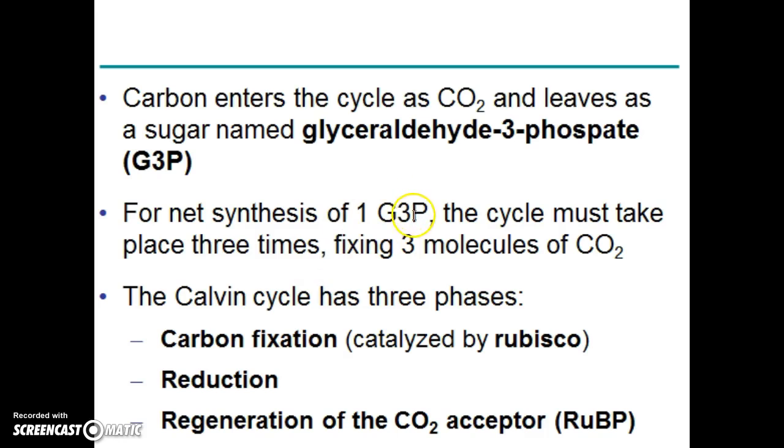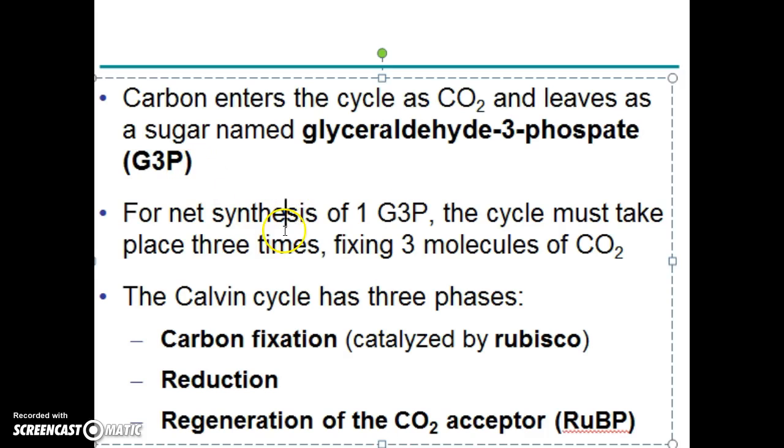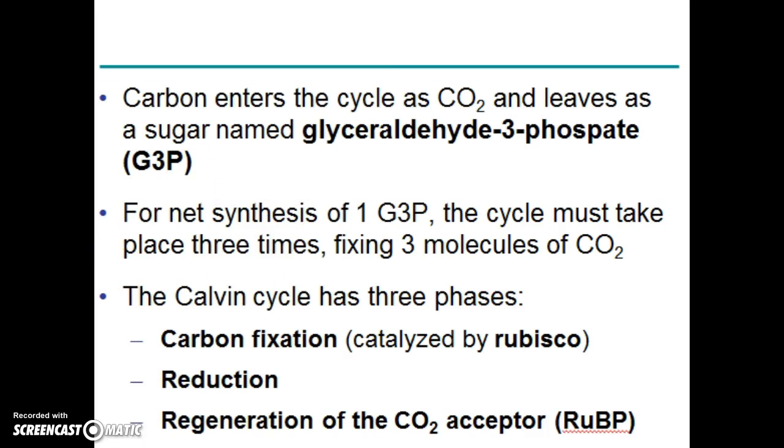As you can see here, the cycle needs to go through a few times, 3 times, using molecules of CO2 in order to make 1 G3P. So it's not a quick cycle, so to speak. It has to go around several times just to make one of these things. Before we start looking at the process in greater detail, there's 3 steps to the Calvin cycle. The first is carbon fixation. The second is reduction, and then regeneration of RuBP, which is a carbon acceptor that is used in the process.